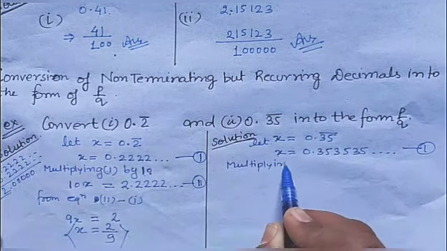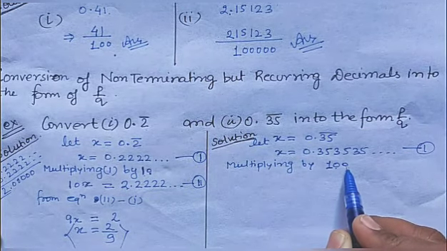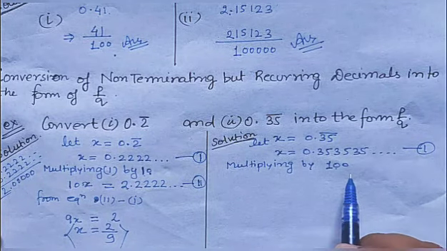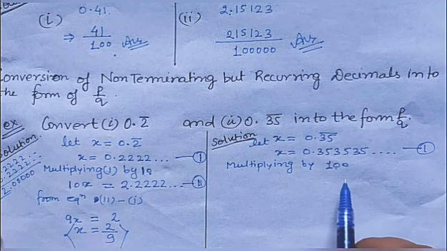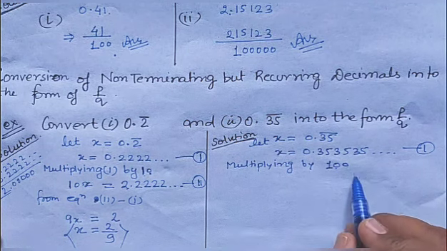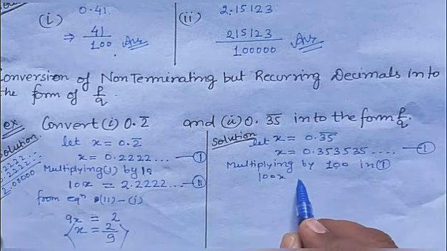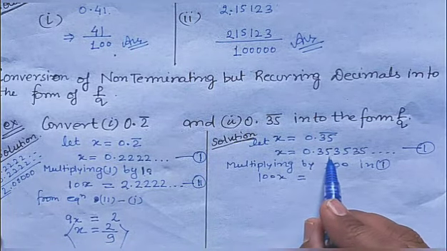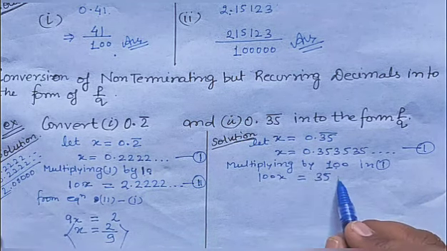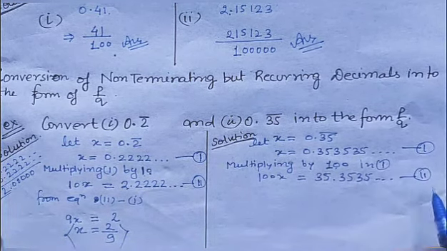by 100. In 100, 2 zeros are there and here 2 digits are getting repeated. The number of digits getting repeated will be equal to the number of zeros that you multiply by, means multiplying by 100. In the first equation, you will get 100x is equal to, if you multiply it by 100, 2 digits will be shifted to the left of the decimal, 35.3535 and so on. Suppose it is equation number 2.